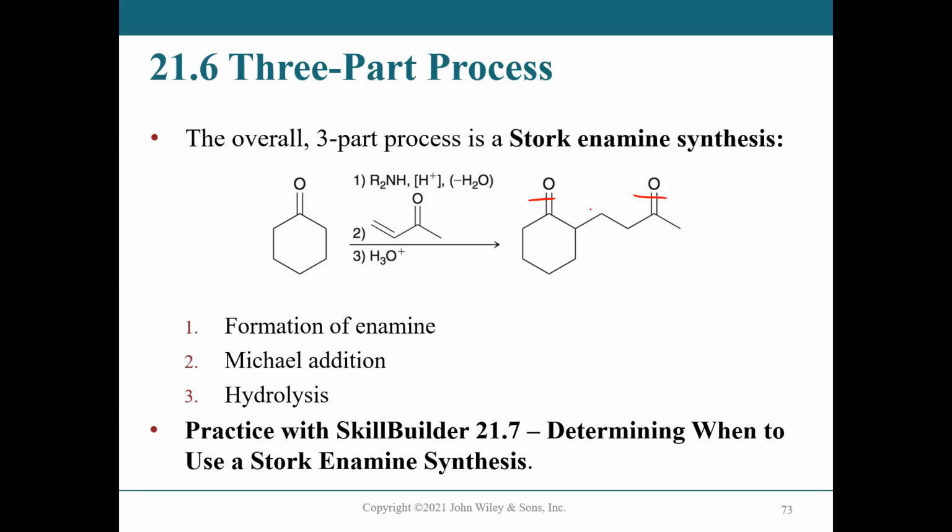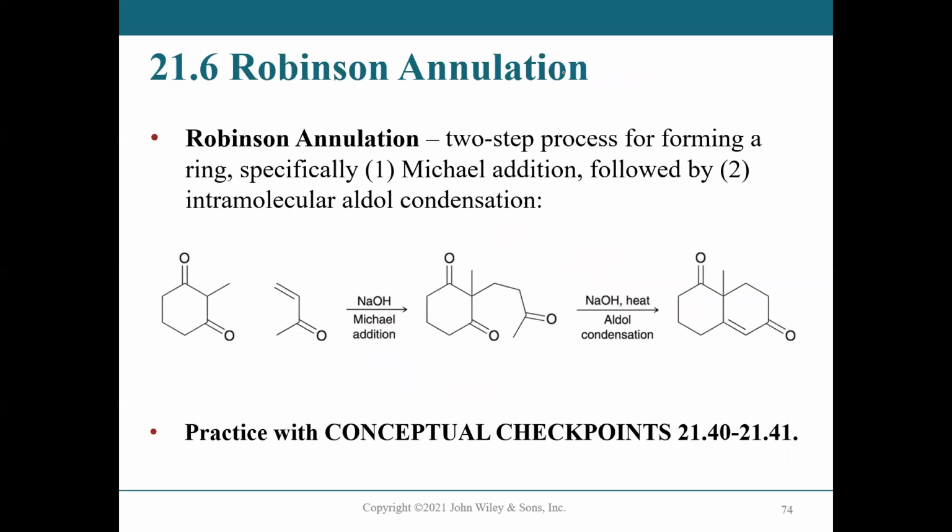And then this chapter talks briefly about the Robinson annulation on page 992. They don't talk about it too much. They just say, in this chapter, we've seen many reactions. When performed in combination, they can be very versatile. It says one such method for forming a ring in which a Michael addition is followed by an intramolecular aldol condensation. And they say this 2-step method is called a Robinson annulation. And you can see this right here.